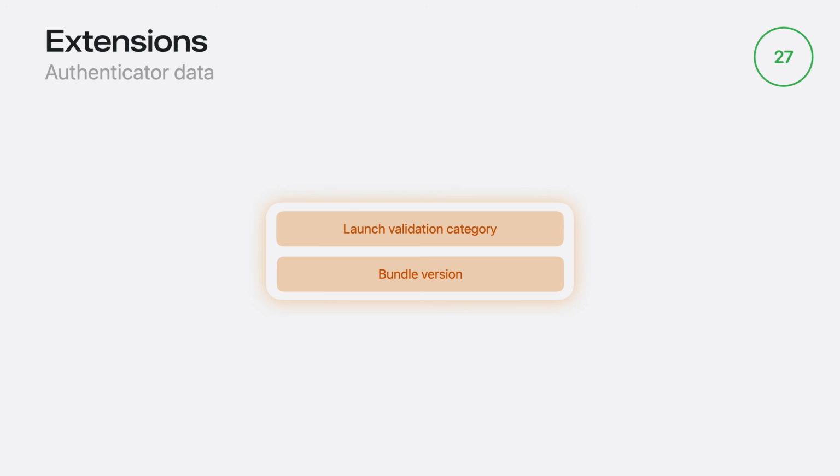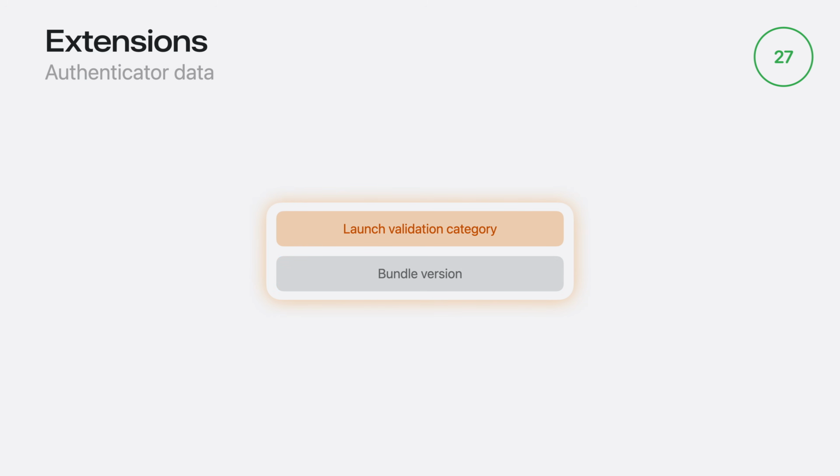I will take a moment to talk about extensions and how your server should handle this section of the authenticator data. Extensions describe additional security properties about your app that are collected on the device during the attestation process. Two extension identifiers have been added: the launch validation category and bundle version.